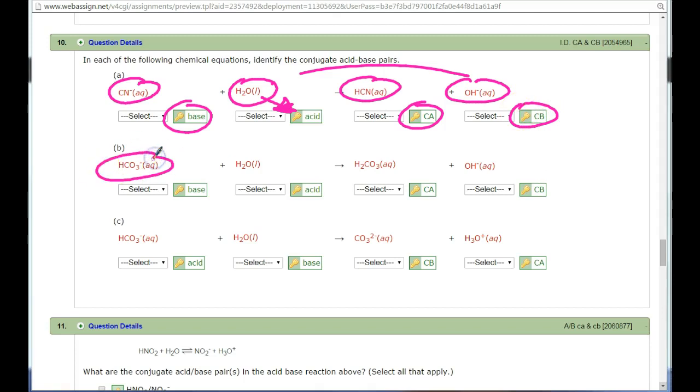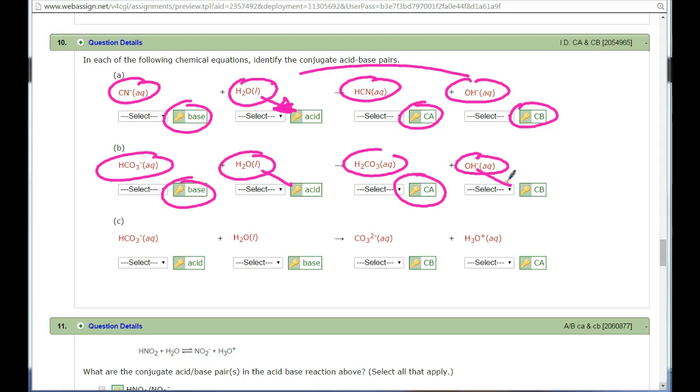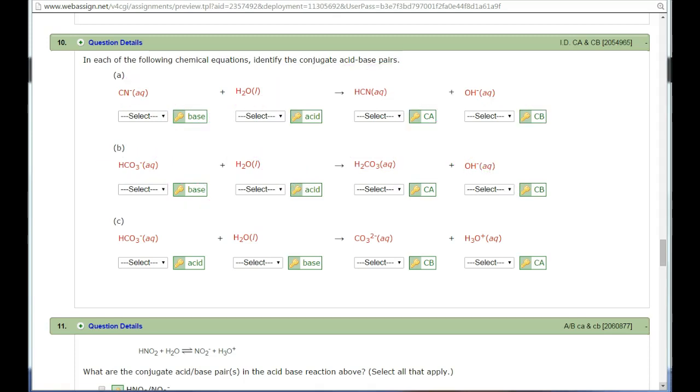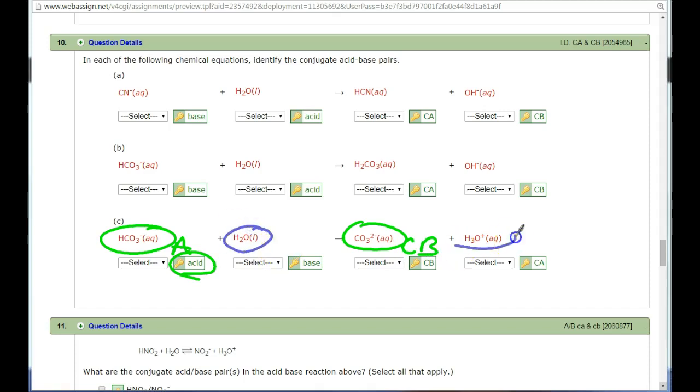So this one, HCO3, looks like it's paired to that one. It gained, so that one's the base. That has to be the conjugate acid. And this one must lose an H, and it does, so that's the acid, and that's the conjugate base. Let's look at some more of these. HCO3 minus looks like it might be paired with this. It lost an H, so that makes that one the acid, and it is. That makes that one the conjugate base, and it is. And H2O has to be the base, so it has to gain an H, and it does. So that's the base, and that's a conjugate acid.